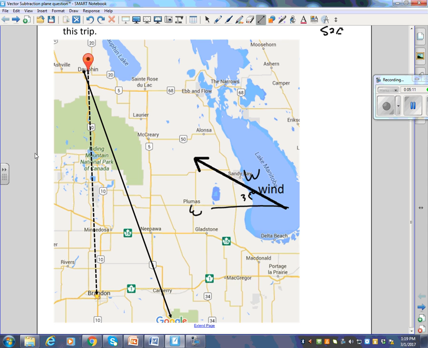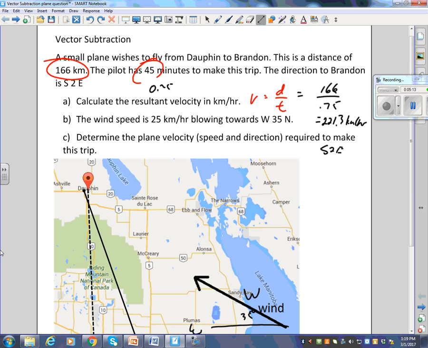Is this vector subtraction? It says determine the plane velocity required to make this trip. So you'll remember from yesterday, I showed you resultant is plane plus wind. What are we trying to find here? We're trying to find the plane vector. So that's going to be equal to, when you isolate that, R minus W. Thank you, Brett, R minus W, because you said it yesterday.